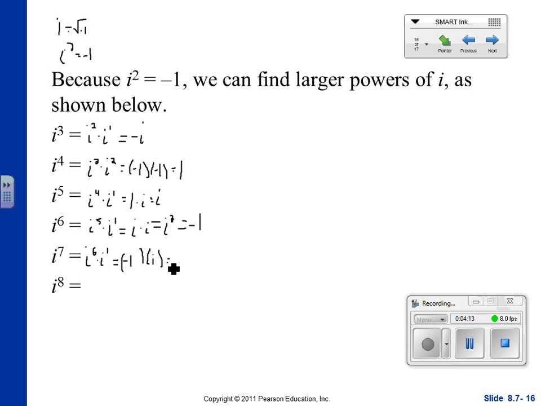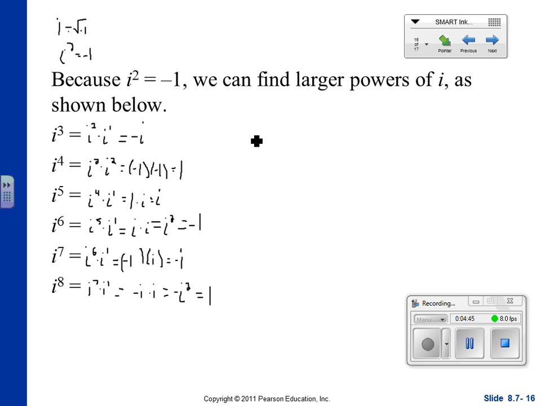Negative 1 times i is negative i. Hopefully you're seeing a pattern by now. Go back one more on i to the 8th. That's the same as i to the 7th times i to the 1. We know i to the 7th is a negative i. We know i to the 1 is just i. So i times negative i is a negative i squared. But i squared is just negative 1, so this is a negative of a negative 1, which is a positive 1.